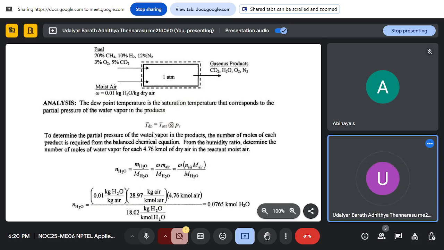So to start with, we need to find out how much moisture is initially present to do the calculation. We need to know how many moles of water are present. The moles is the mass of water divided by the molar mass. Mass of water is not known, but what we know is the specific humidity, omega, times the mass of air.